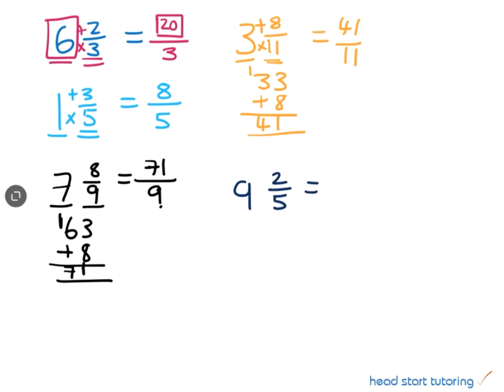Nine and 2/5. 9 times 5 is equal to 45. So 45 plus 2 is equal to 47. So our answer is 47 over 5.